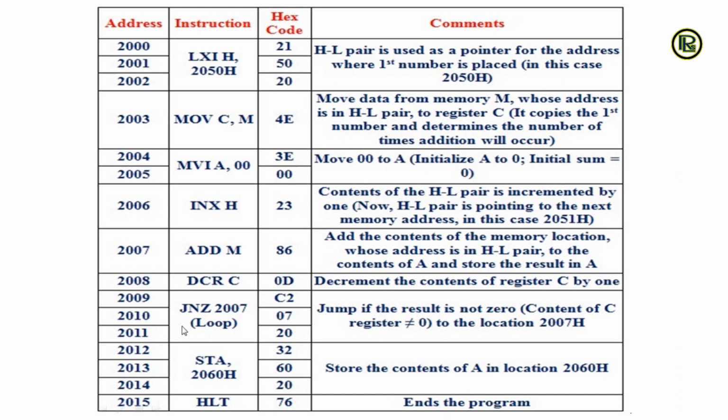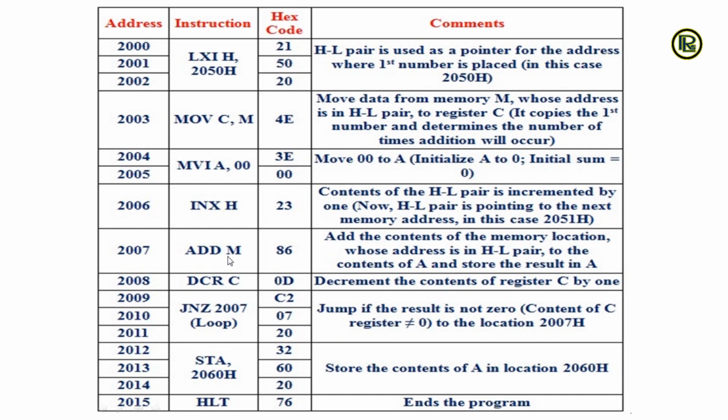And another new instruction is JNZ 2007, loop. The purpose of this is to jump if the result is not 0. If the content of C register is not equal to 0, then it will jump to the location 2007. That means here. So it will again come back and add the numbers. So repeatedly it will add. Then if it is 0, then it will move forward and therefore the next, STA 2060, stores the content of A in location 2060H, and finally it ends the program.